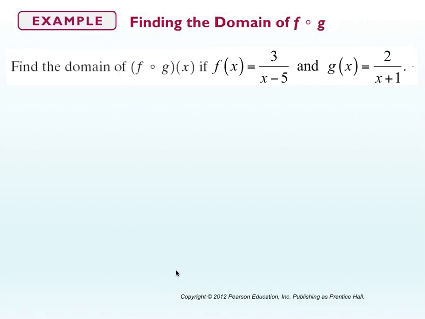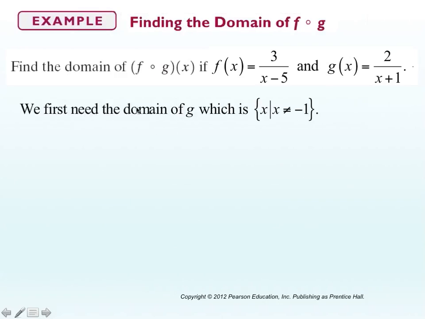All right, let's deal with one that's maybe a little messier, has some fractions here. So we have f of x equals 3 over x minus 5, and g of x equals 2 over x plus 1. And we want to go ahead and find the domain. So let's go ahead and find the domain of g first. We want to find the domain of f composed with g.